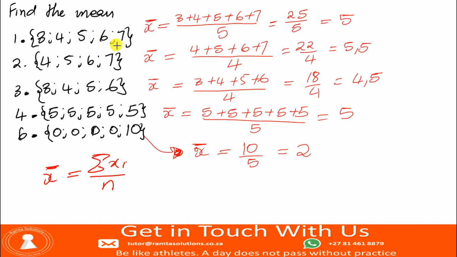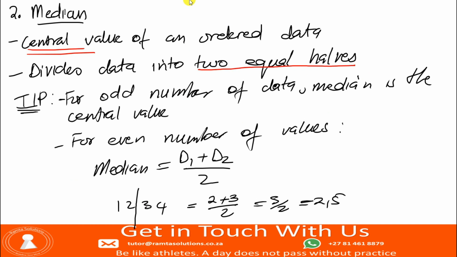Then we did examples with sorted data, and we now know what a median is. It is the central value of an ordered data, because it divides the data into 2 equal halves. We were able to see how it looks when we have an odd number of values in a data, and when we have an even number of values. All right, we are fine.